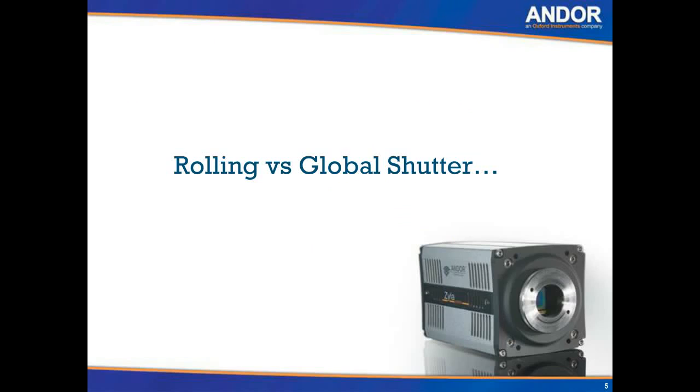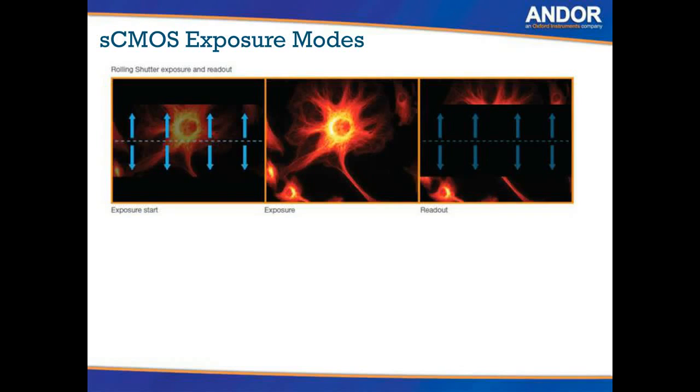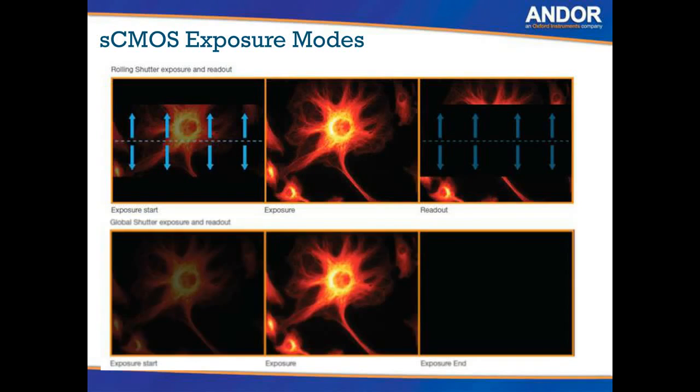So I want to talk about the rolling and global shutters here. These are two important modes. It's important to understand the differences between them, and it's something that is available on sCMOS cameras. This slide here really shows you the difference between the two modes. On an sCMOS camera, everything happens from the center outwards in both directions. So it's a bi-directional readout. The top area here of the slide shows you a rolling shutter exposure and readout.